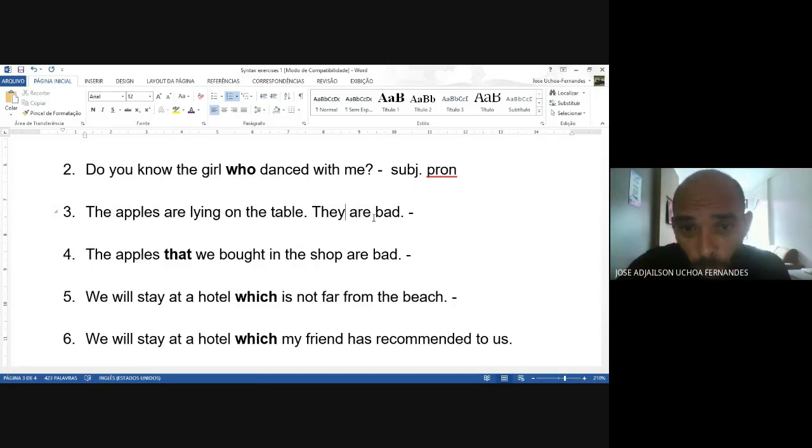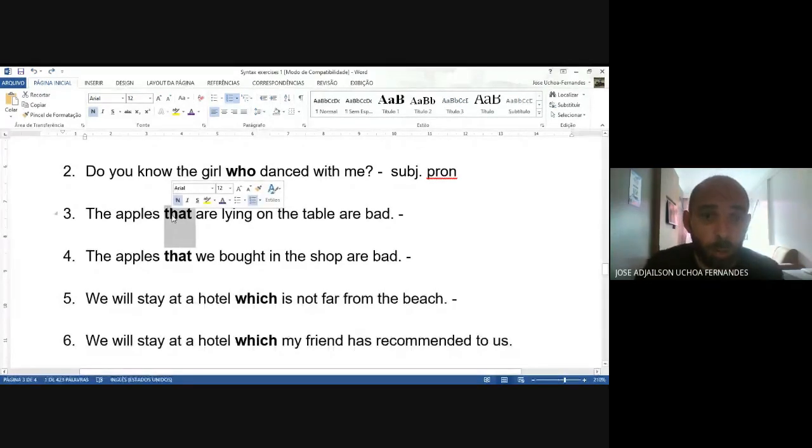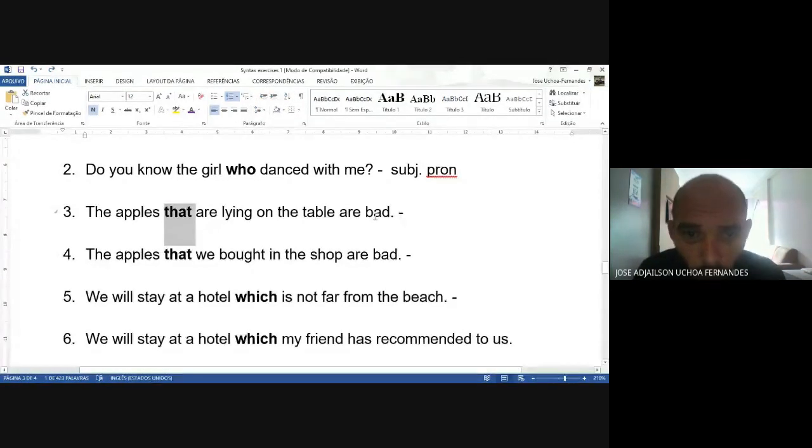Now let's go back to the original sentence. The apples that are lying on the table are bad. We have a "that" as a relative pronoun. So is this "that" a subject pronoun or an object pronoun? Is "that" referring to the apples or to being bad?